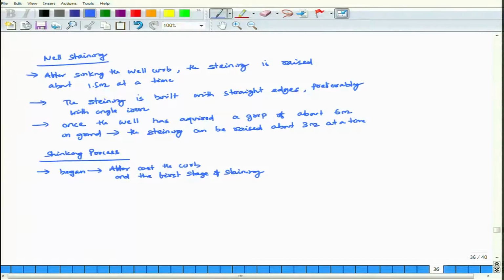The well is sunk by excavating material from inside the curb manually or mechanically.